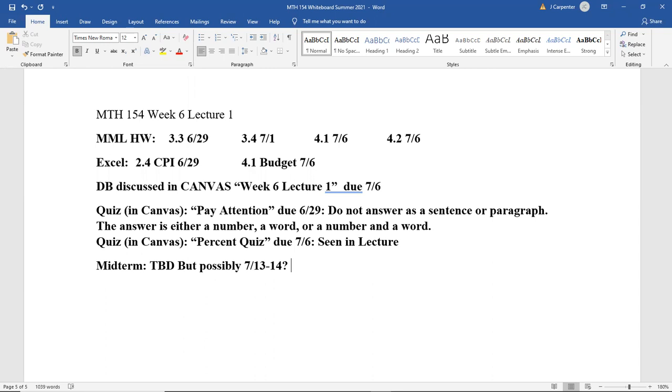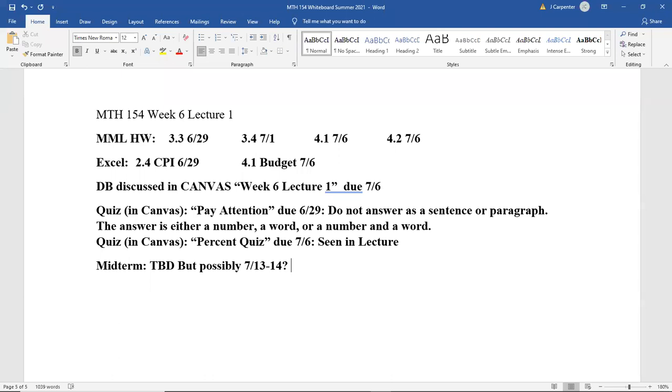Either way, we've talked about the midterm. We will talk about it again in more detail once we have finished the material for chapter 4. Remember that the key for the midterm is we'll finish chapter 4, which ends at 4.4, and then the midterm will be exactly 1 week later. So if we finish the chapter 4 material on the 6th, then the midterm would be the 13th and 14th.